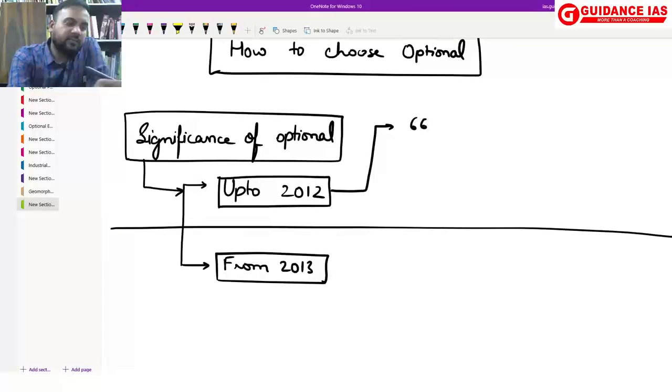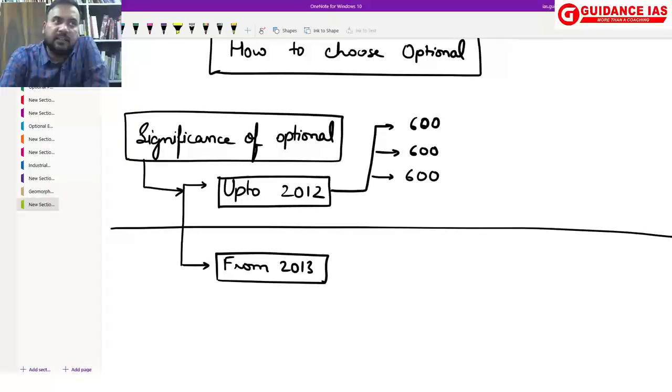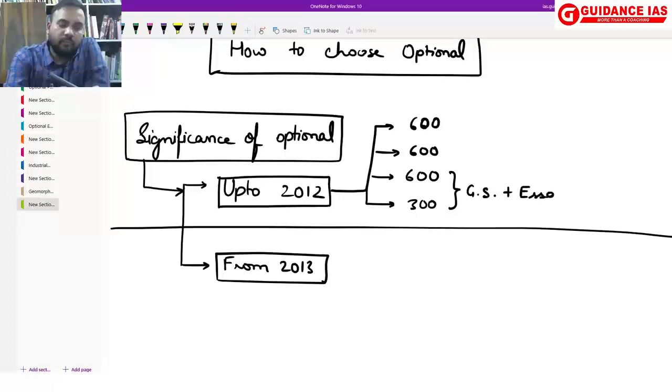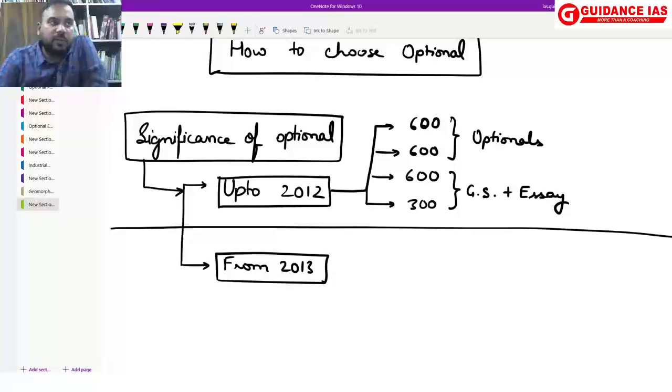It used to be 600, one optional, 600 other optional. There were two papers of GS, 600 again, and there was an essay paper which was 300. So GS plus essay, and this was your optionals. There were two optionals.